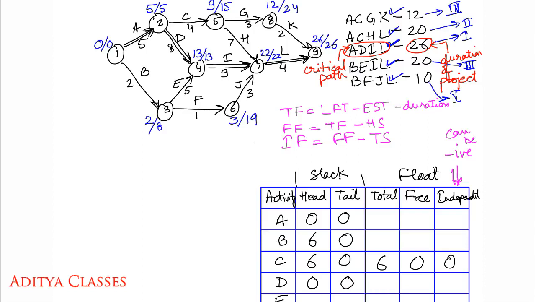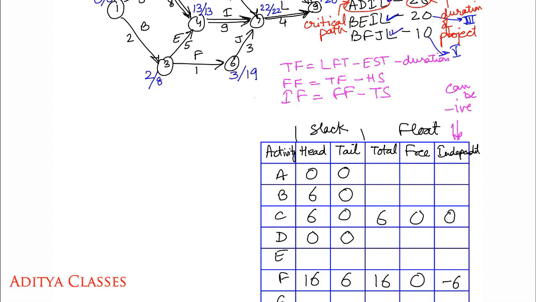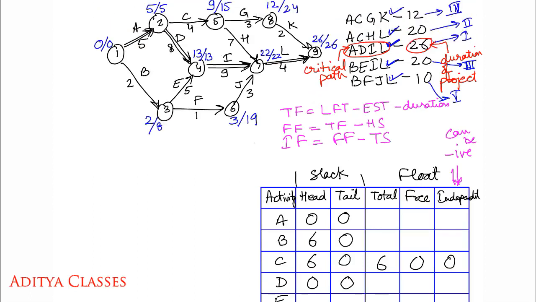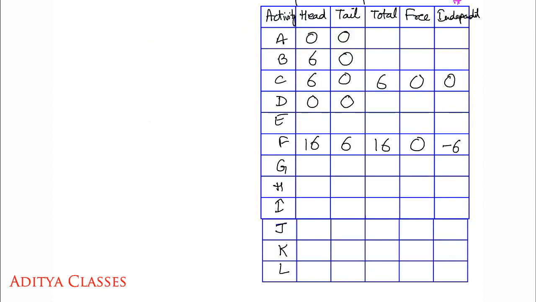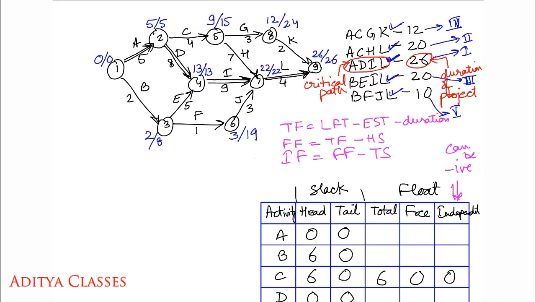Then we have E. Where is E? We see E is over here. Head slack would be, this is head for E, 13 minus 13 is 0, 8 minus 2 is 6. So head slack is 0, tail slack is 6 exactly. So we have a 0 and a 6 for E. Then what do we have? F, I believe we have already done.